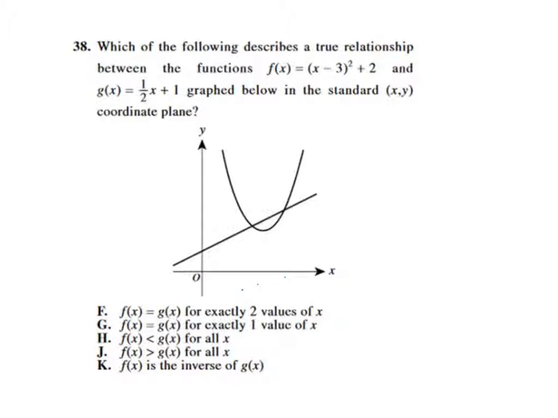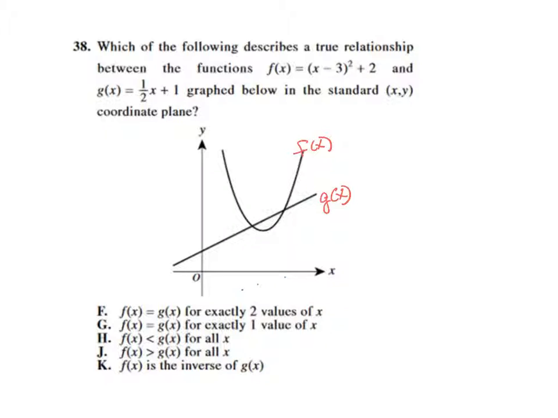Number 38, which of the following describes a true relationship between the functions f of x and g of x graphed below in the standard xy coordinate plane? Well, f of x is our parabola graphed here, and g of x is the line. So let's just look at our choices here to see which of these are true.